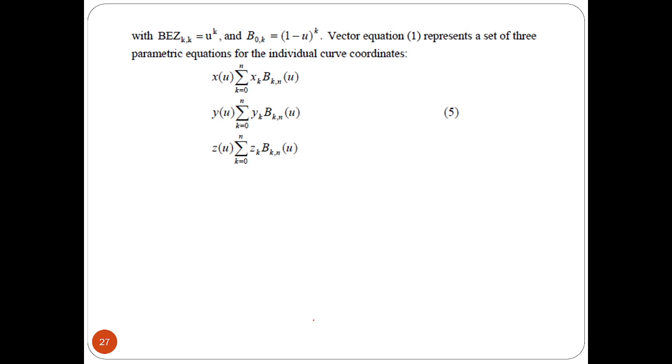Vector equation 1 represents a set of three parametric equations for the individual curve coordinates, that is x of u, y of u, z of u. X of u equals sigma k equals 0 to n of xk Bk,n of u. Y of u equals sigma k equals 0 to n of yk Bk,n of u. Z of u equals sigma k equals 0 to n of zk Bk,n of u.